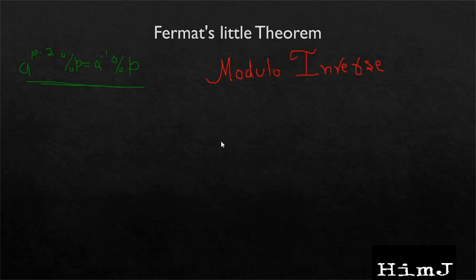So what is modulo inverse of a number? According to the definition, B is said to be modulo inverse of A if A into B modulo P is equal to 1. So suppose if A into B modulo P equals 1, then B is the modulo inverse of A, and A is the modulo inverse of B.